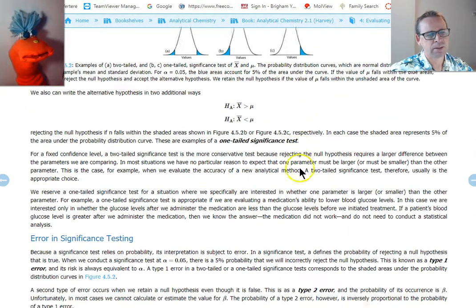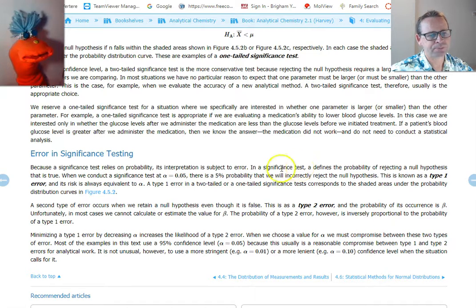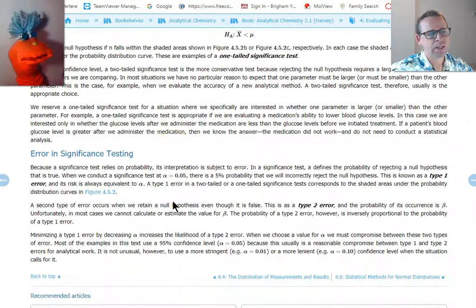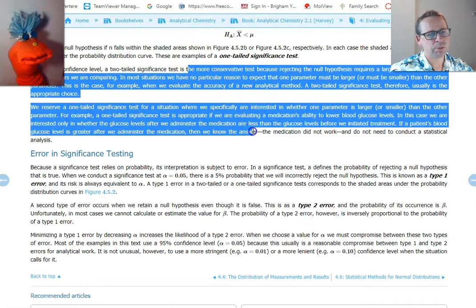All right, excellent. Now, there are different types of errors. So that's what I want you to take home from here: how to know whether it's a one-tailed or a two-tailed test. Okay? And here's some more examples you can read about.